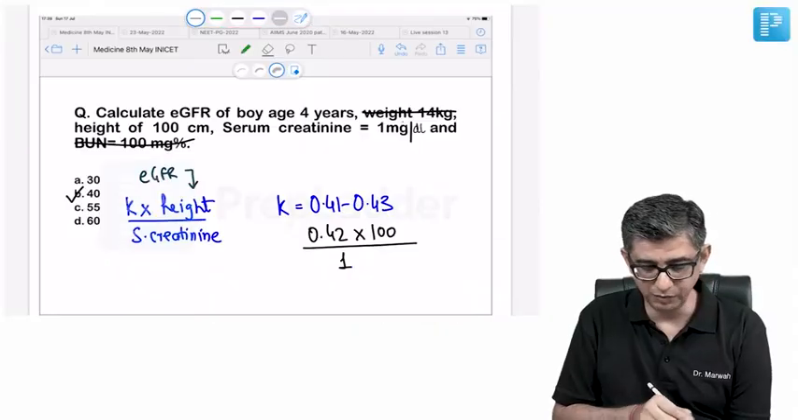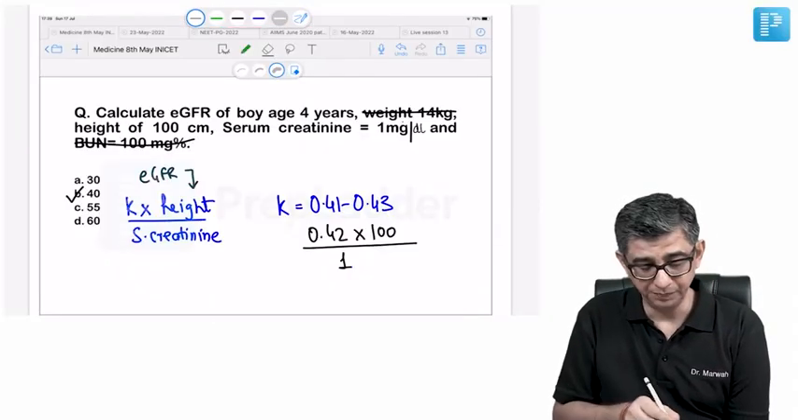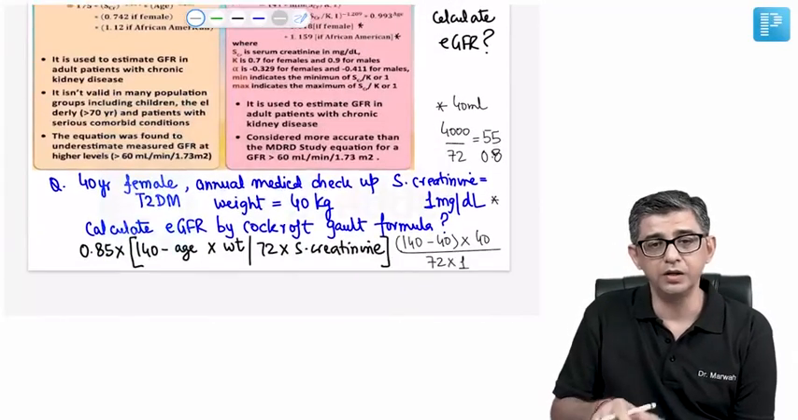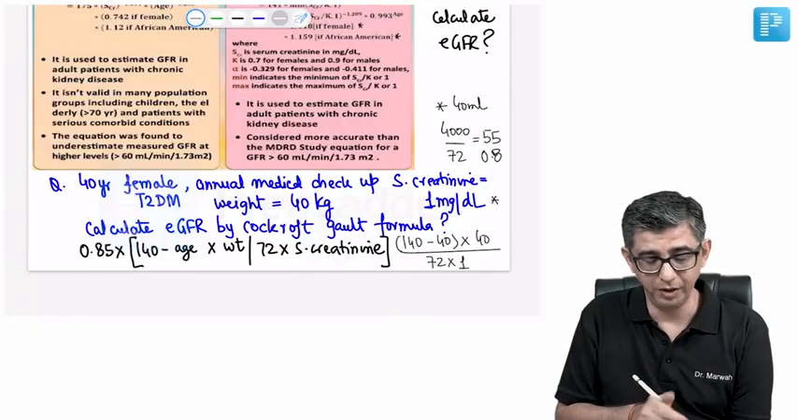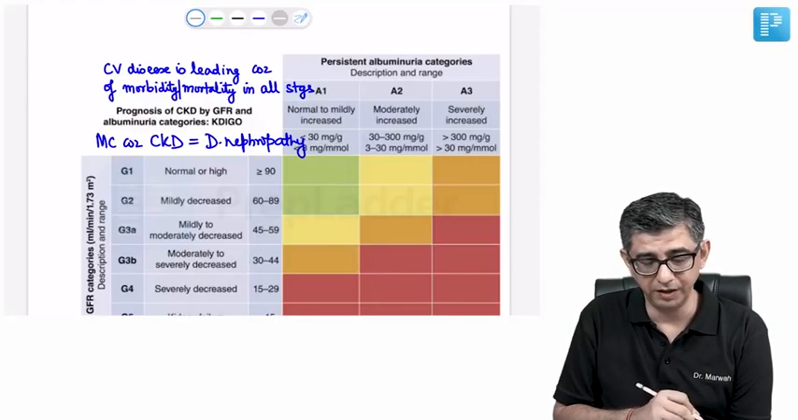What they've done is only this one-step calculation in the INI-SET one, though you should be ready in case they decided to ask you the Cockcroft-Gault formula as well. The disadvantages are what I've highlighted.